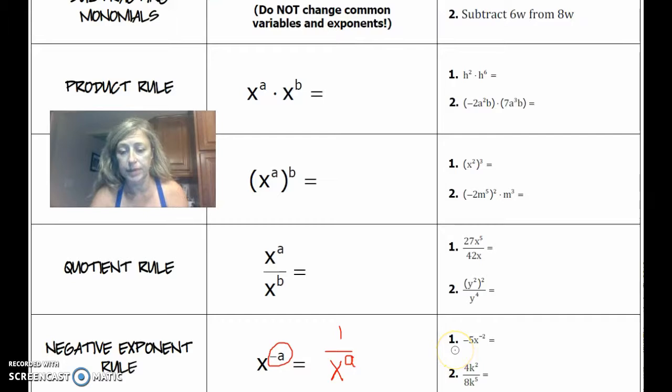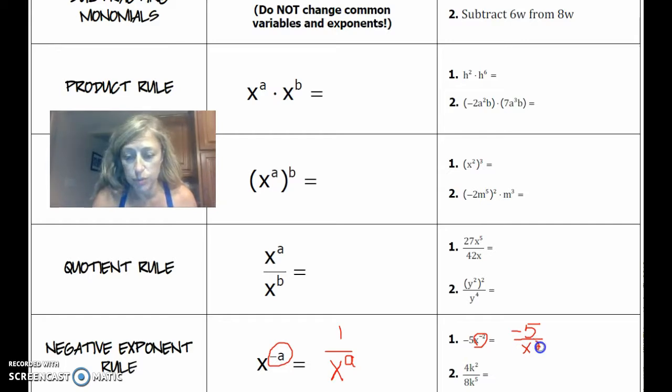So for example, in number 1, we have 5x to the negative second power. Now I'm only dropping this part because that's the base and the exponent. Negative 5 is not the base. So it's negative 5 over x to the positive 2, because once you write it as a fraction, it gets rid of the negative.